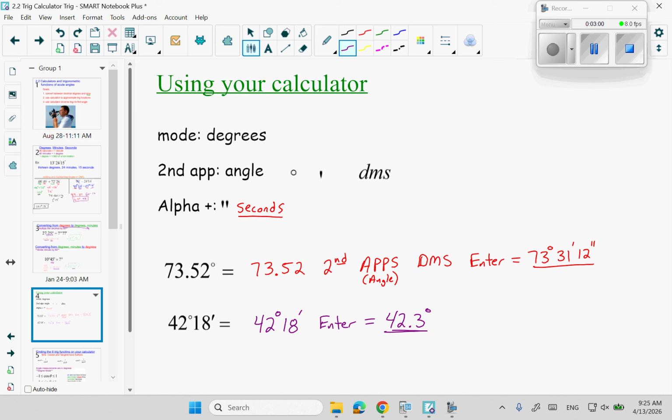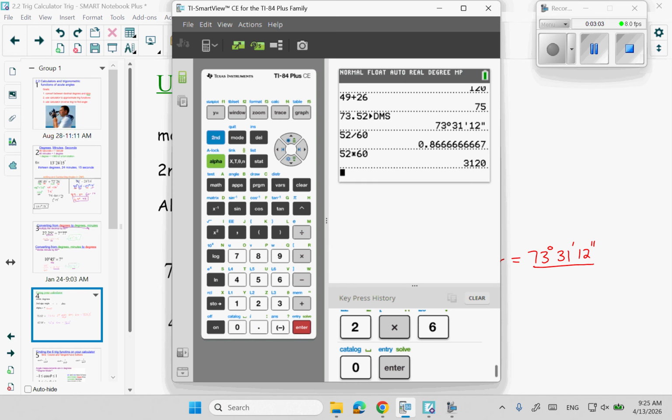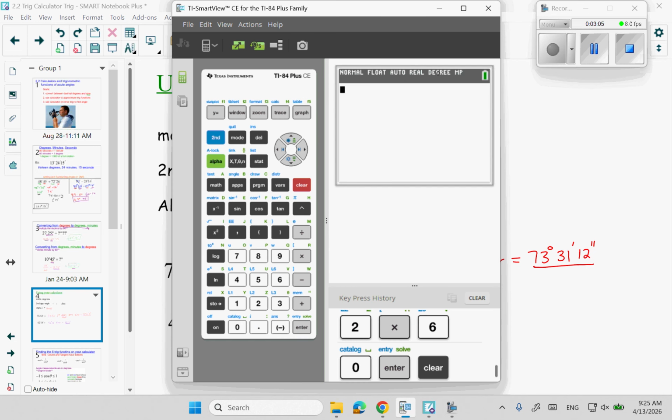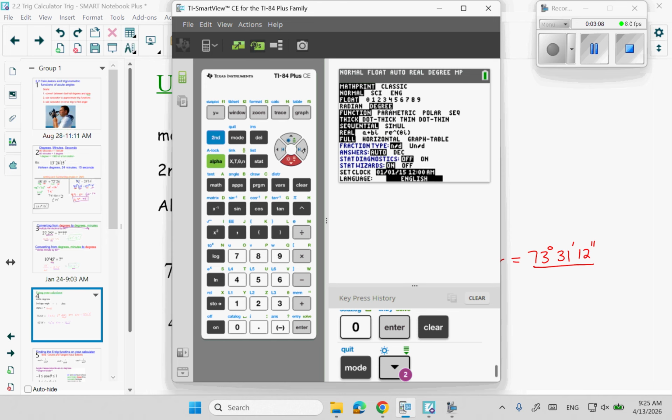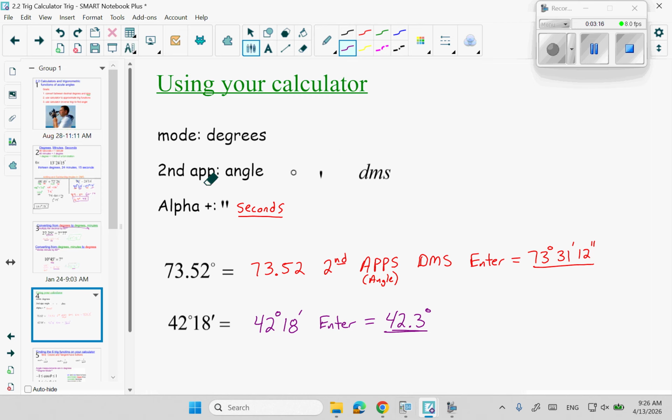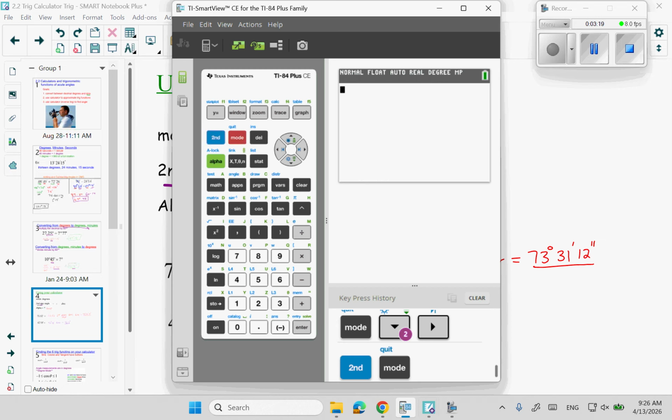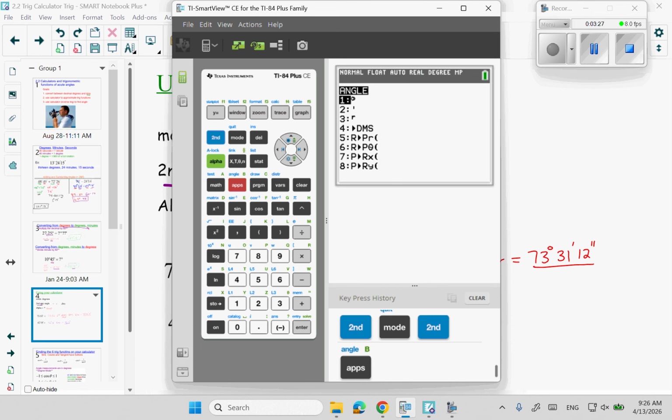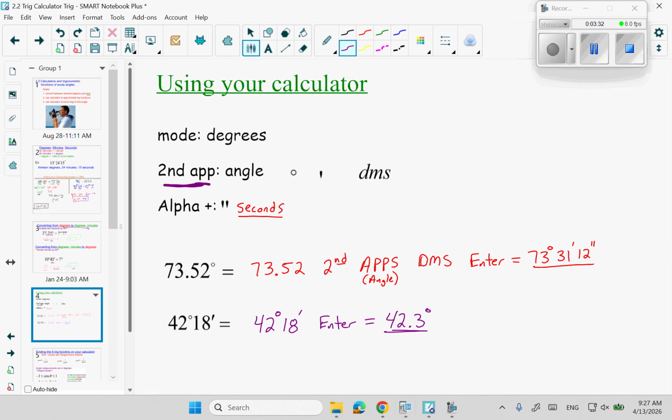So using our calculator, make sure you are in degree mode. So make sure up here it says degree. You can always change it by going mode and converting it into a degree right there. Okay. So most of the features are second app. So if I go the second key in apps, you see that in blue the word angle is written. That's how we get here. So that way you can find the degrees and the minutes section. So for example, I can also see this DMS button.